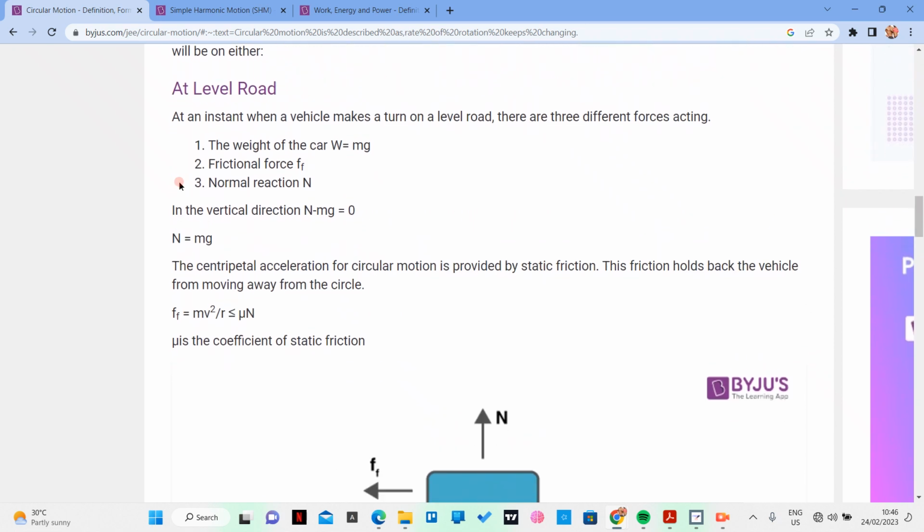Now, on a level road, the friction holds back the vehicle from moving away from the circle. When you're trying to make a U-turn, it's the frictional force that prevents the vehicle from actually swinging away. That's why cars that try to drift on an icy road will just keep going, because they won't be able to make that turn, because the friction on that icy road is close to zero.